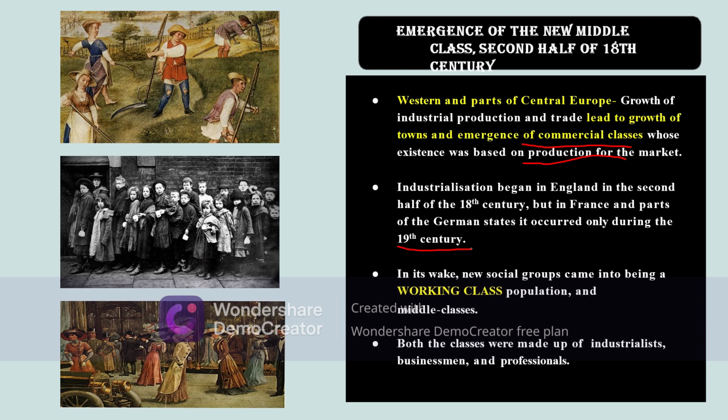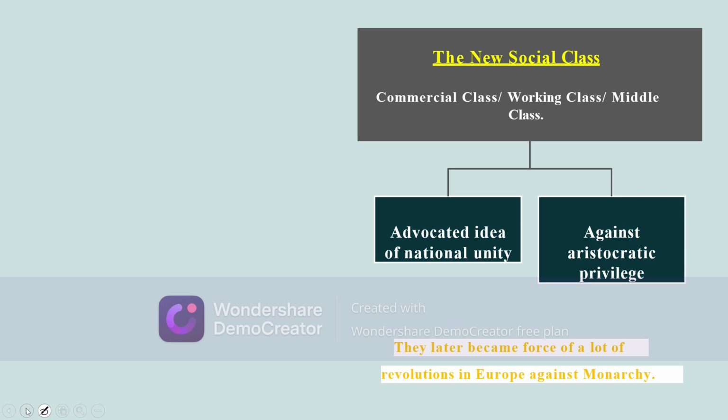In its wake, new social groups came into being, a working class population and middle classes. During this time only, the working class or middle class was emerging. Both the classes were made up of industrialists, businessmen, professionals, teachers, artisans, etc. The new social class is also known as the commercial class, working class, or middle class.